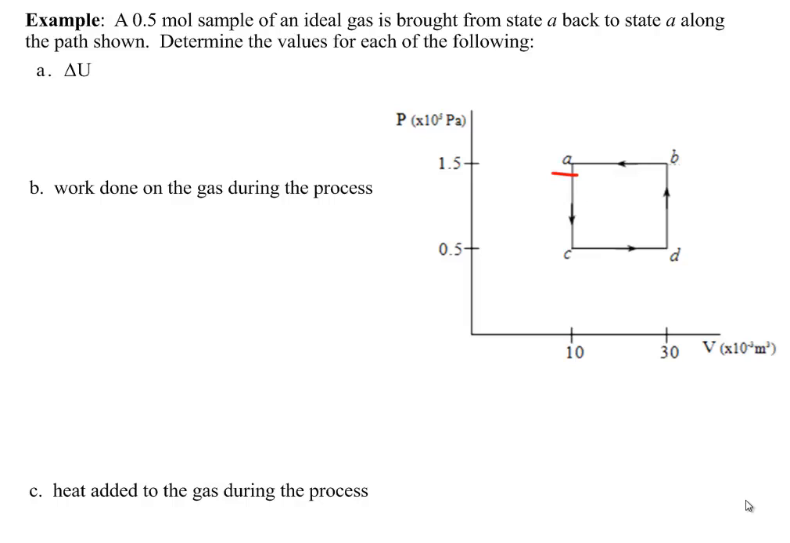Since it starts at position A and it goes through the cycle C to D to B and back to A, its internal energy change is 0. Similar to displacement, since I start and end at the same place, the change is 0.